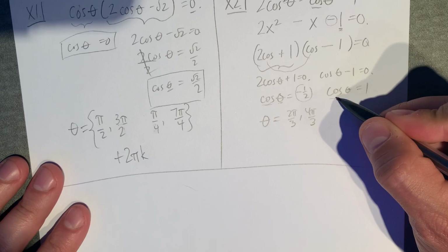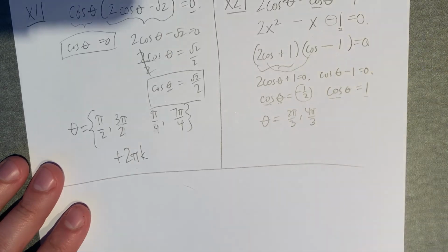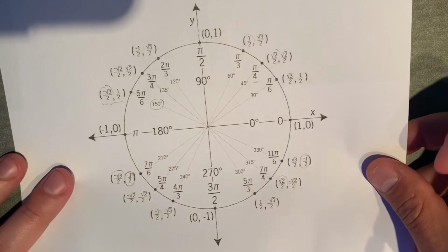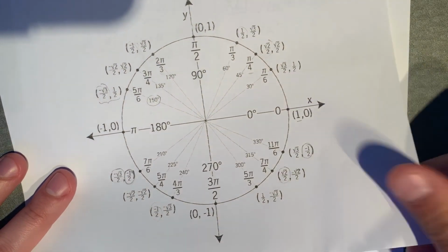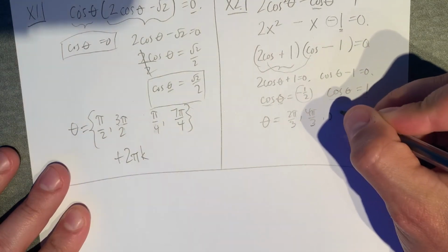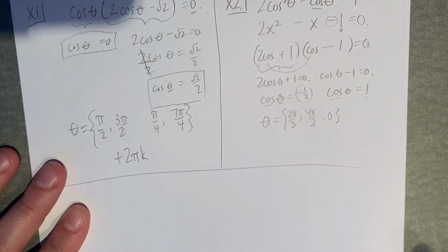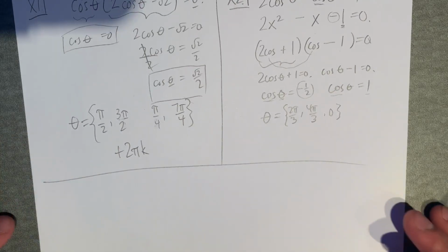And again, I'm looking for another x value that is positive 1. And so I go back to my circle, and an x value that is going to be positive 1 is going to be found at 0. So I have 3 solutions for this one that are in the interval of 0 to 2 pi.